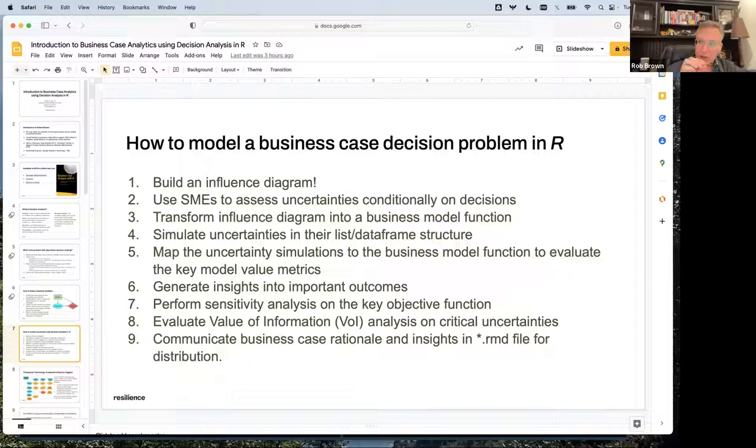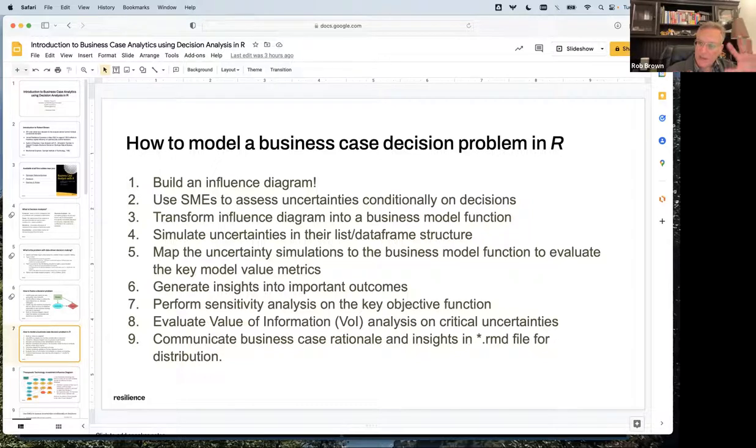But the value of information, just to give you a heads up as to what's coming with that, is that it helps you to set a research budget for doing actual data analysis. So this is part of the way in which we bring the decision analysis together with the data analysis. Again, I'll go into that in a little bit more detail. And then finally, I would actually encourage the use of reproducible code in the form of markdown files so that the business case rationale can be easily distributed to other stakeholders that would benefit and consume your analysis. I won't necessarily go into number 9 today, but certainly, Quarto, our Shiny environment in Quarto, have created some really amazing user interfaces and user experiences to make documents of this sort easily transmittable.